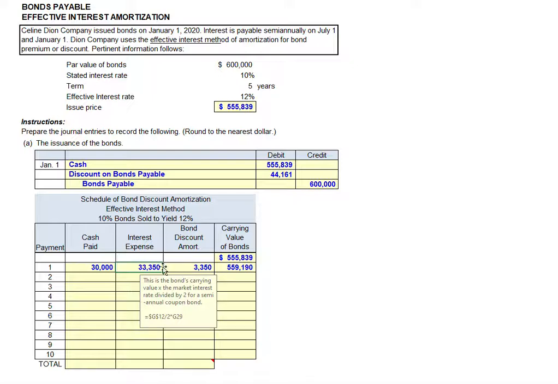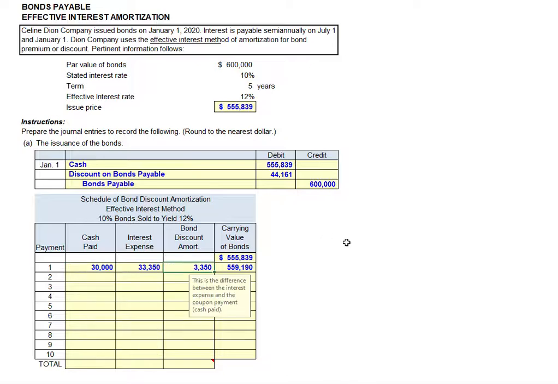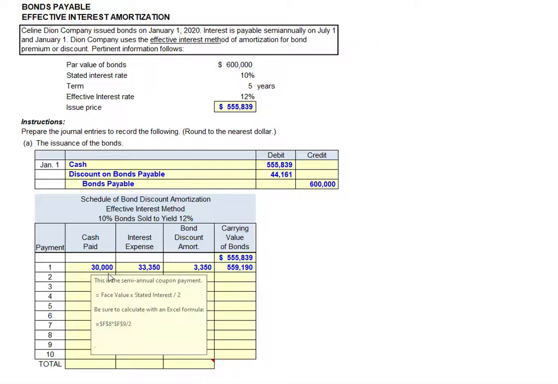If we're paying $33,350 in interest but only giving investors $30,000, the difference will come from the amortization of our bond discount. The bond's carrying value will increase by $3,350 up to $559,190. If we've used proper anchoring in our amortization table, we can copy this row all the way down, highlight the row, grab the little square, and copy it all the way down. I'm going to just do it for one 6-month period now.